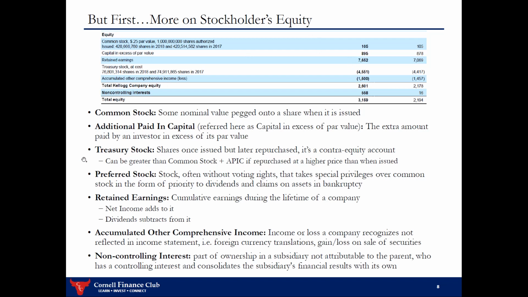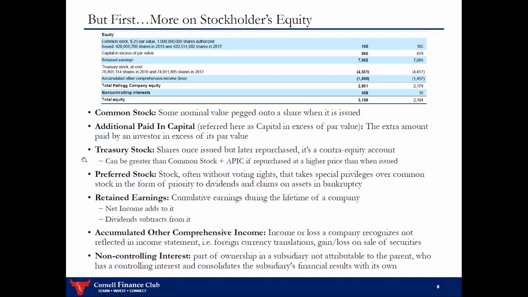You have treasury stock. So this is shares that are once issued but later repurchased. So it's considered a contra equity account that decreases from equity. So it could actually be greater than common stock plus additional paid-in capital, because again, remember our historical cost assumption. People may buy a stock for $10, and that is recorded in the value of stock on the balance sheet. But if later we repurchase shares with cash, and the share rose to $25, then that means we will be paying more than it was issued for.